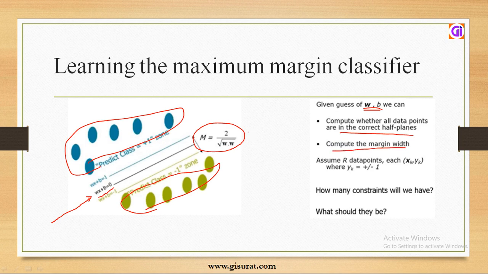Now on the basis of this W and B, we actually have to compute the margin width. So here we have a formula of M with respect to W and B. B is not available in it, but you can say that it's in reference to W and B, actually. Okay, now consider we have R data points. In this example we have 12 data points, but consider there are R data points.